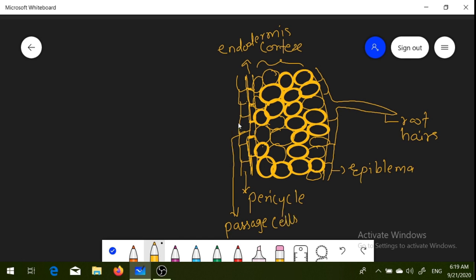Okay. Then the root system has the radial type of vascular bundle. The radial type of vascular bundle means xylem alternating with the phloem. Okay. So this type of arrangement is generally seen. So the pericycle is in contact with the protoxylem. Okay. Then this protoxylem is in contact with the metaxylem.